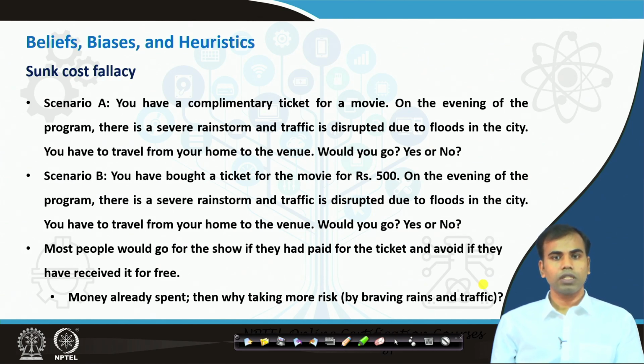Now, considering this situation, let us consider a different situation in scenario B, where you have purchased that movie ticket for a price of, let us say, 500 rupees, and the situation is the same.